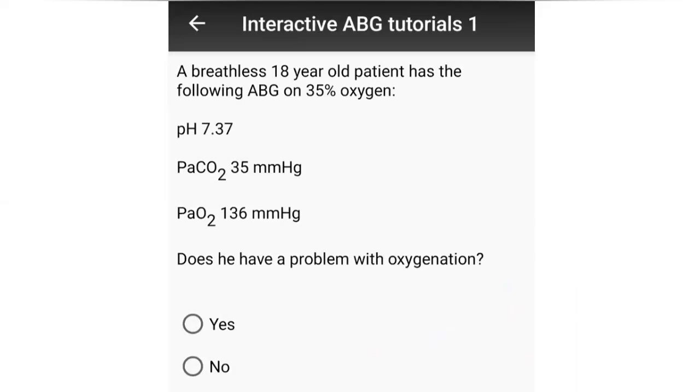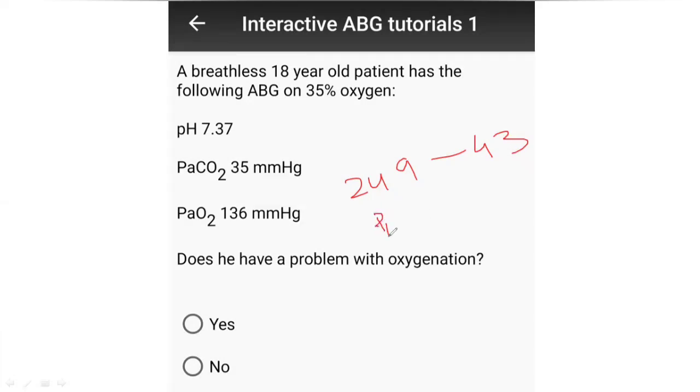We have another ABG. An 18-year-old patient has ABGs of this on 35% oxygen. Now this is the FiO2. Does he have a problem with oxygenation? Now you have to again calculate the AA gradient. Come on, let's do it, everyone, and give me your answer. 249 here minus 35 multiplied with 1.25 is 43. 249 minus 43 is 206.